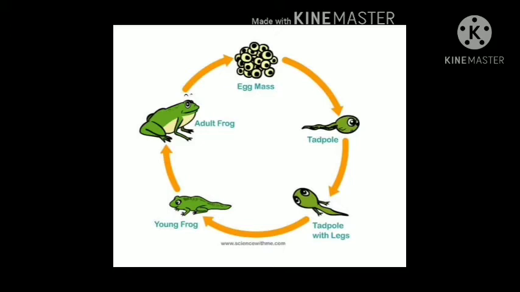Now, tadpole enters in a stage where they appear like a young frog, but they still have their tails. After 1.5 months, they grow bigger and their tails disappear. They are now transformed into an adult frog.